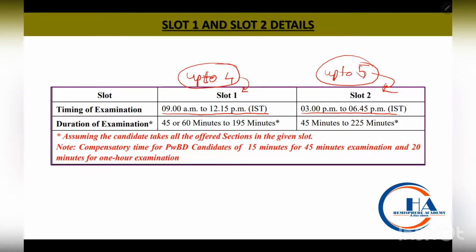Compensatory time for PWD students, 15 minutes for a 45-minute examination and 20 minutes for a 1-hour examination, is being given. PWD students are given 15 minutes for a 45-minute examination and 20 minutes for a 1-hour examination extra. So please do make a mention of that, if any.